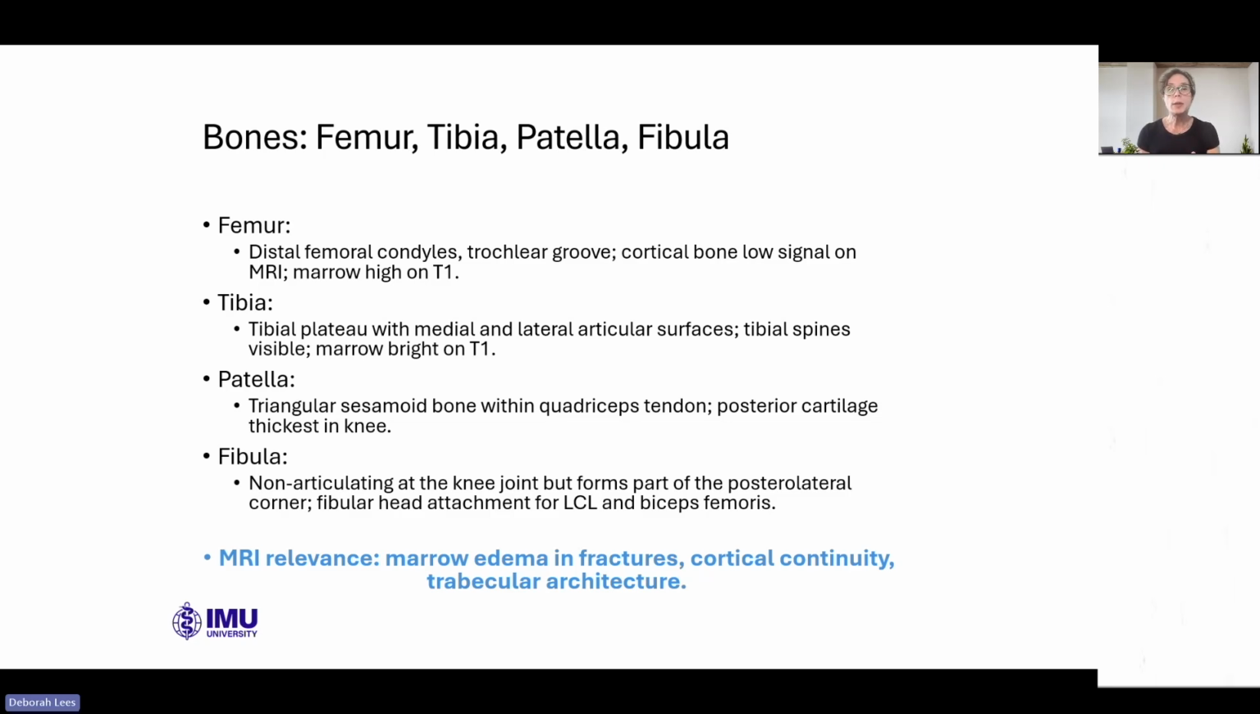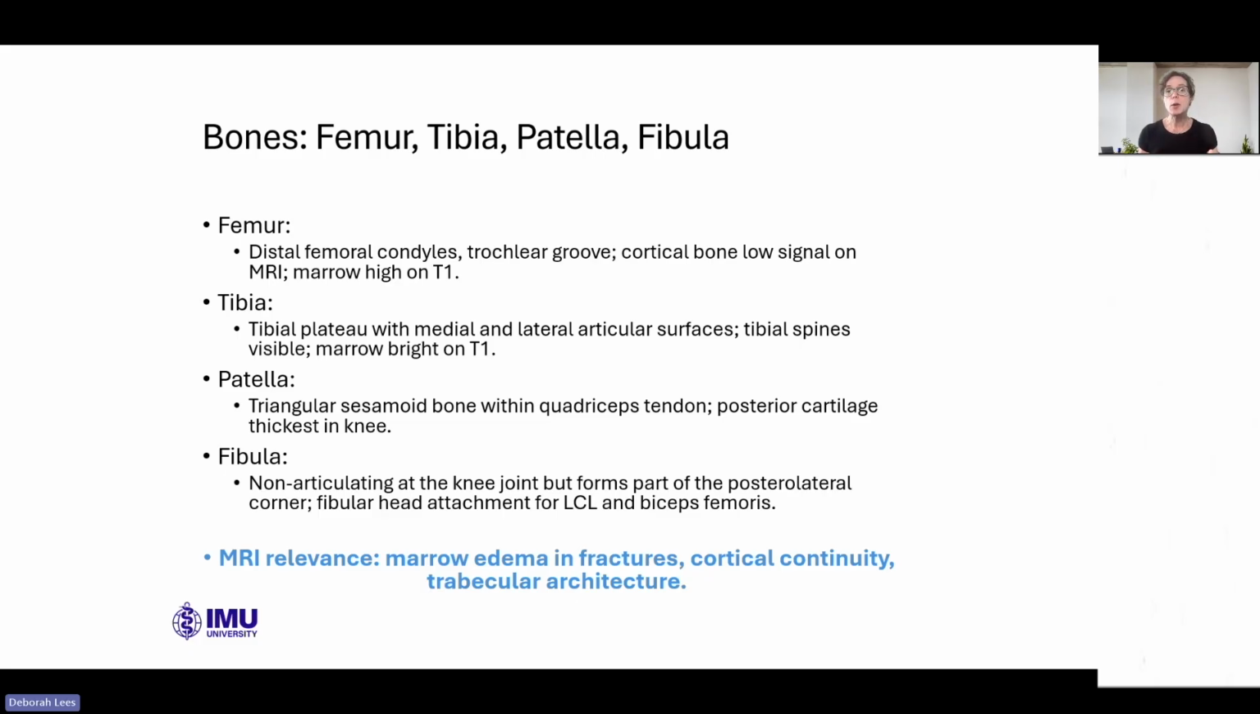We've got cortical bone that we need to look at, and then we've got our marrow as well that we'd be looking for in terms of any changes. Tibia, we've got the two tibial plateaus, medial and lateral articular surfaces. We've got the tibial spine that is on the superior surface, and then we've also got our tibial tuberosity that we need for some of our measurements that we do, particularly if we're looking at patella tracking.